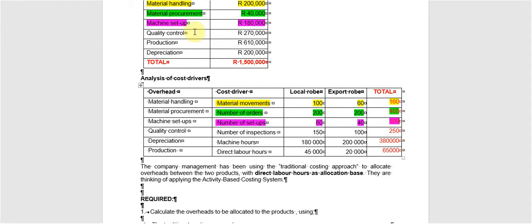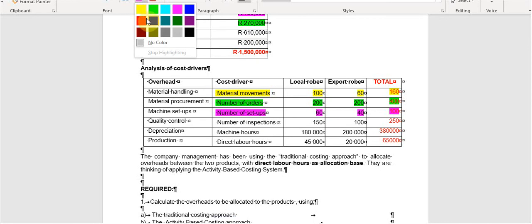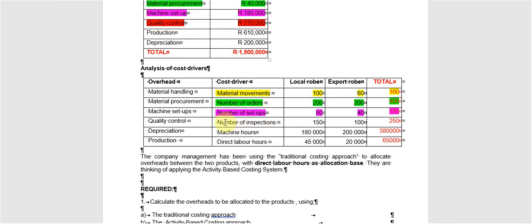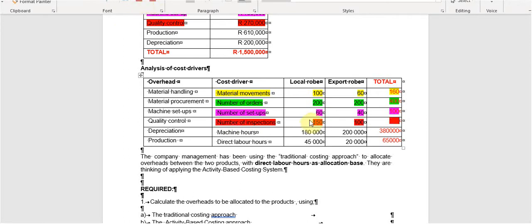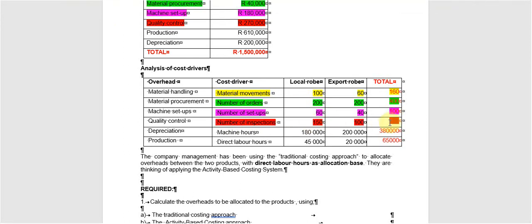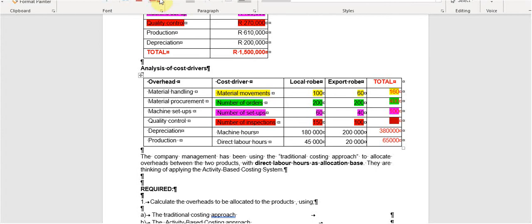Then there's some quality control costs, 270,000. I will highlight that one in red. And then also the number of inspections should go with that one, which is also in red. You can't see, so I'm just going to turn that back to black.